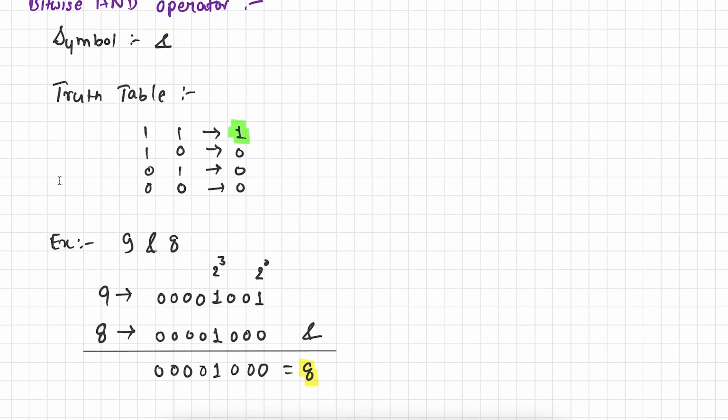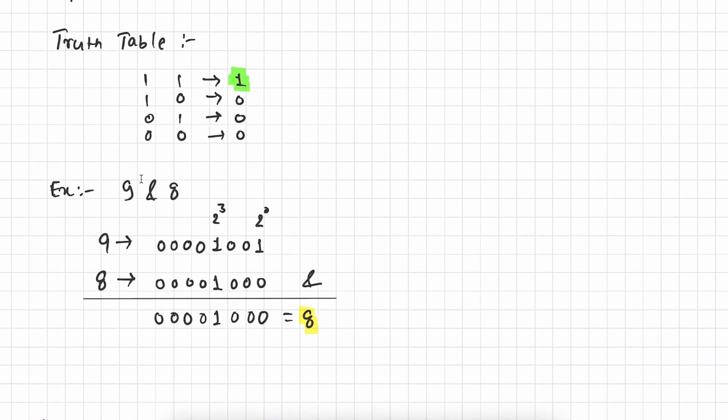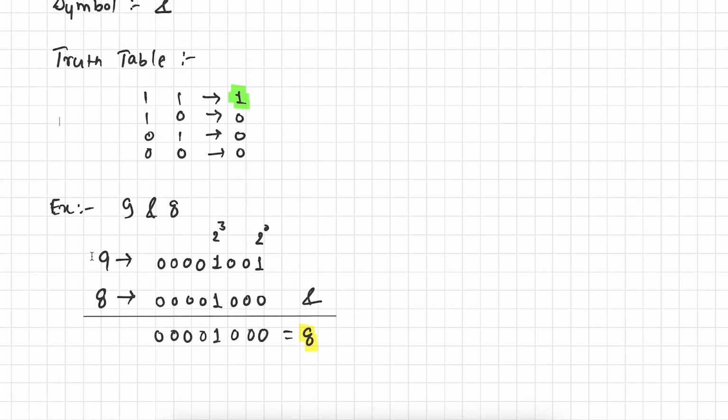So let's understand this with an example. Let's say I want to AND 9 and 8. The binary representation of 9 is 0 0 0 0 1 0 0 1. And as I said, we are using 8 bits here to represent any number. So these are 8 bits. The first bit represents 2 to the power 0 and this bit represents 2 to the power 3. 2 to the power 3 is 8 plus 2 to the power 0 is 1. So 8 plus 1 is equal to 9. Okay, so this is the binary representation of number 9. And the binary representation of number 8 is this. Only the 2 to the power 3 bit is set, and all other bits are 0.